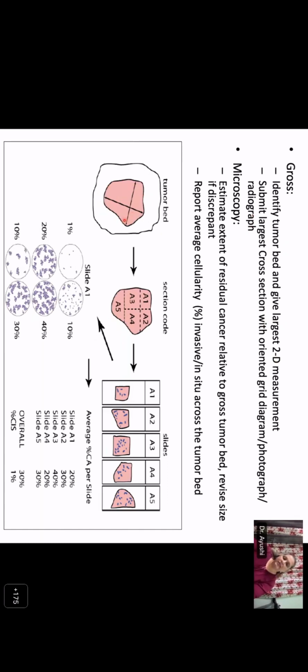And on microscopy, when we see these sections, we estimate the cellularity relative to the total tumor bed size. And if the tumor is extending beyond or is smaller than what we identified on gross, with the help of T-size reconstruction, we can make the tumor size smaller or larger on the microscopic evaluation.